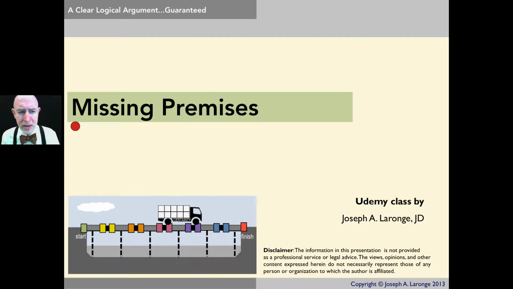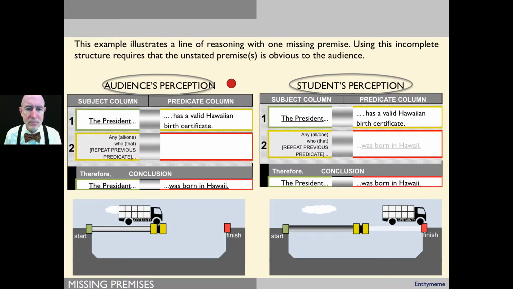All right, welcome back. In this segment, we're going to talk about missing premises. Let's look at an example. Here we have two logic templates. This example illustrates a line of reasoning with one missing premise. Using this incomplete structure requires that the unstated premise is obvious to the audience.